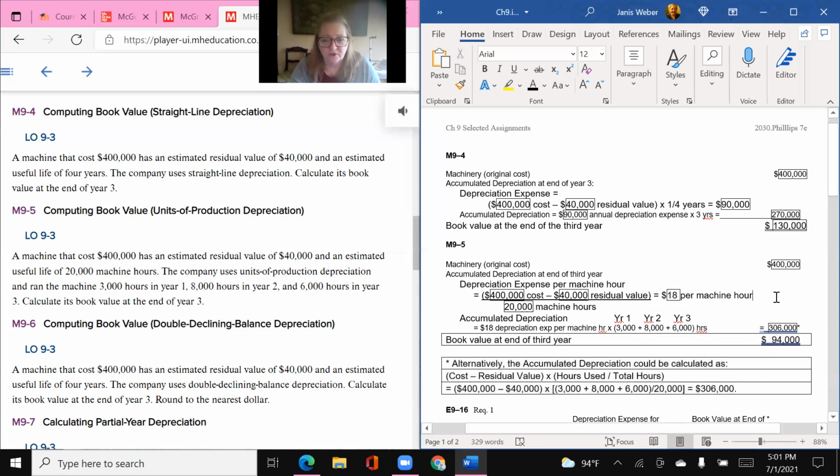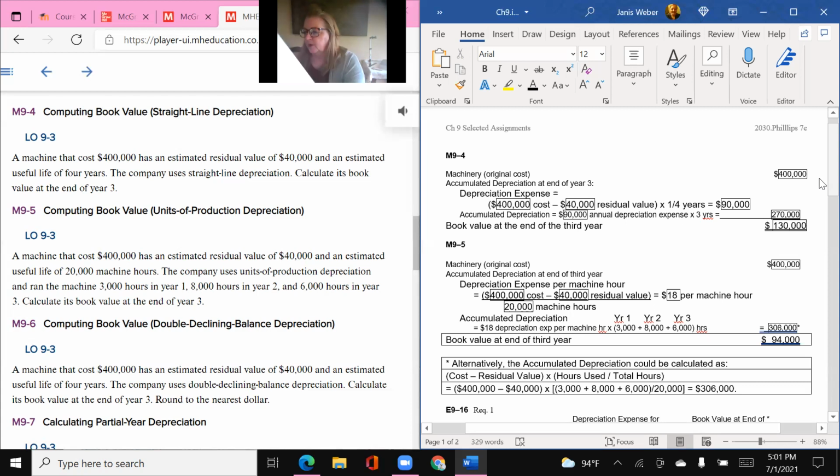You also could have come to accumulated depreciation on this one by 360 times, and they just did it the way I did it out loud. Okay, so that's exactly the same way. So you could use your T account and do each year's depreciation entry that would have been made, or you can just combine them and say it's used up this much of it because it's used this many hours over the 3-year period. Okay, so that's M9.4 and M9.5.